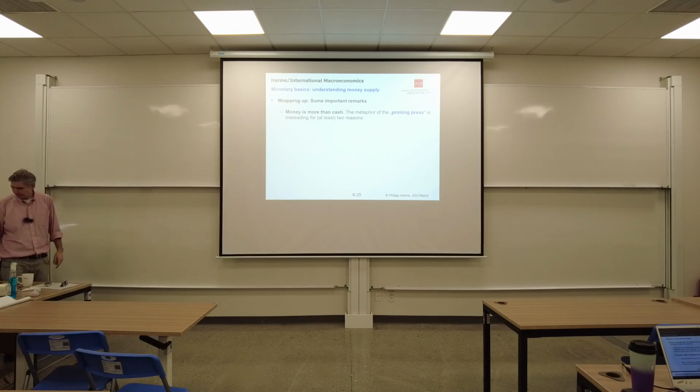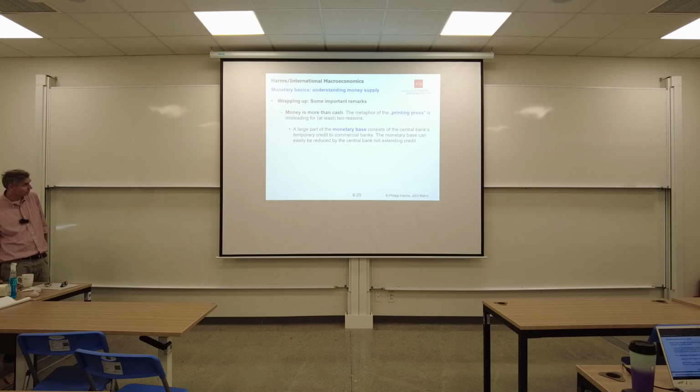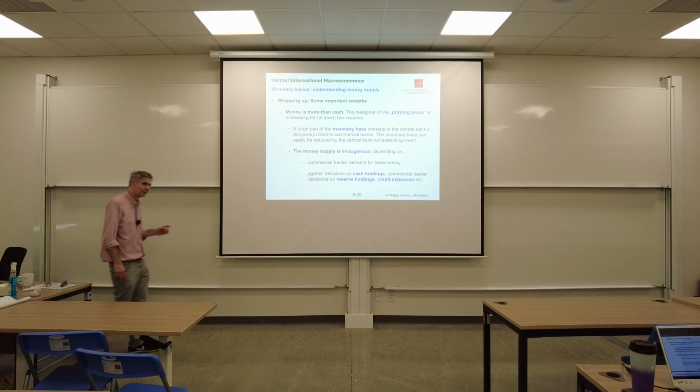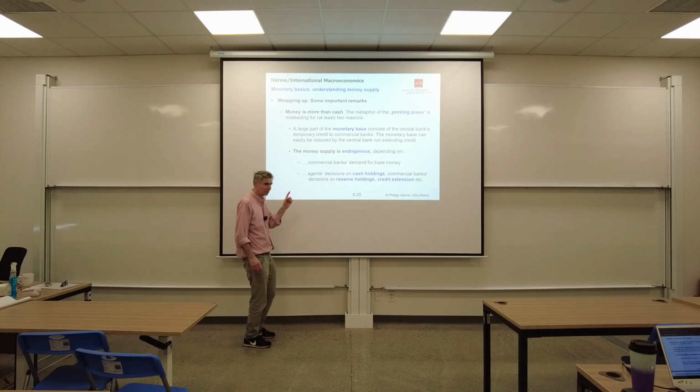So the metaphor of the printing press is misleading for at least 2 reasons. First of all, a large part of the monetary base consists of the central bank's temporary credit to commercial banks. So the monetary base can easily be reduced by the central bank not extending credit anymore. And the money supply is endogenous. And this is important to know, although I will deviate from it later on. Money supply depends on commercial banks' demand for base money and agents' decisions on cash holdings and commercial banks' decisions on reserve holdings and credit extension.